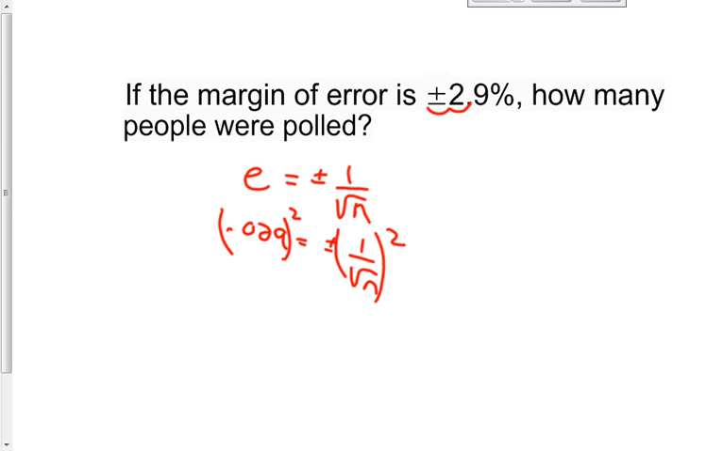The square, when I do the right-hand side, 1 squared is still 1, plus and minus. Squaring a positive stays positive, squaring a negative turns positive, so my plus and minus sign is going to disappear. This is going to leave me with 1 over n equals. And then if you square 0.029, your calculator is probably going to show up with an e value, 8.41 e negative 4, 0.000841.